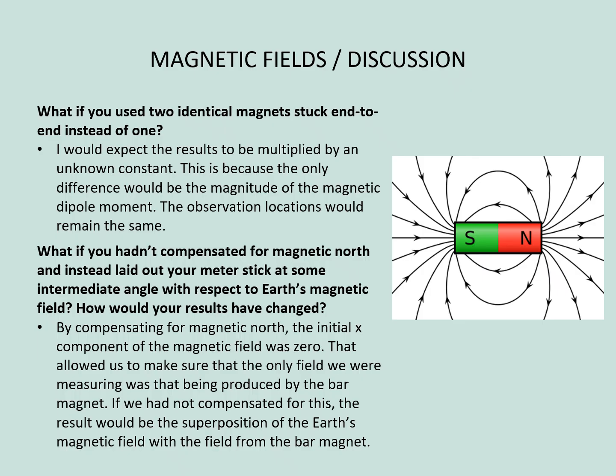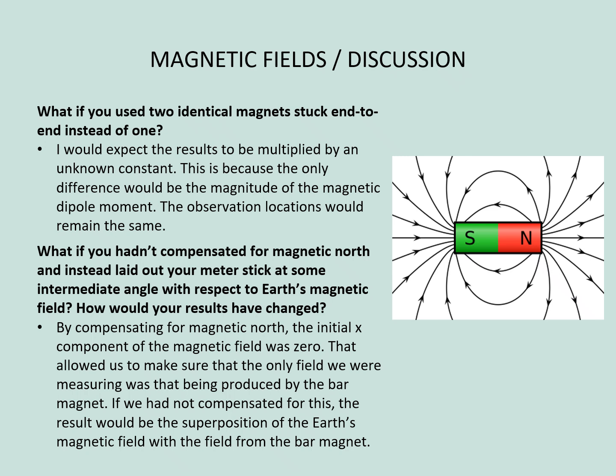So, a little discussion about magnetic fields. What if you use 2 identical magnets stuck end to end instead of 1? I would expect the result to be multiplied by some unknown constant. This is because the only difference would be the magnitude of the magnetic dipole moment, and the observation locations would remain the same.